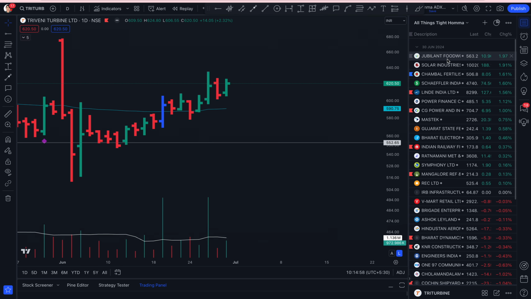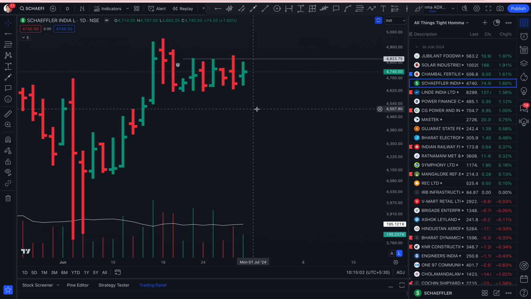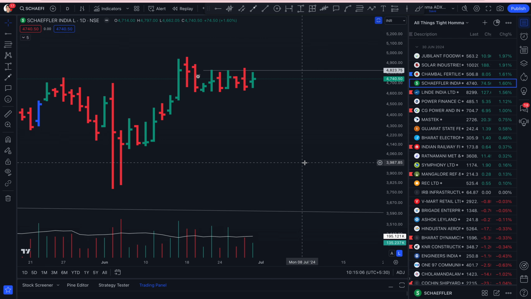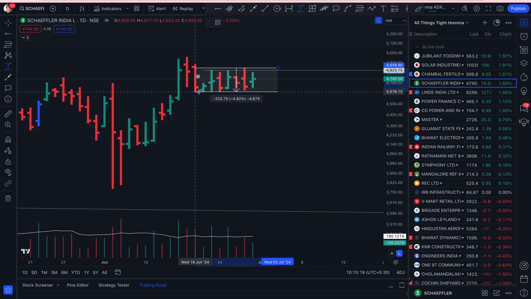All things tight. Let's go to Schaeffler India. Okay, so Schaeffler India, as you can see, is a really tight price action. Now let's say there are two elements to it. One is how tight, and how tight is this? From the top of the candle to the bottom of this tight zone, 4.94% tight.